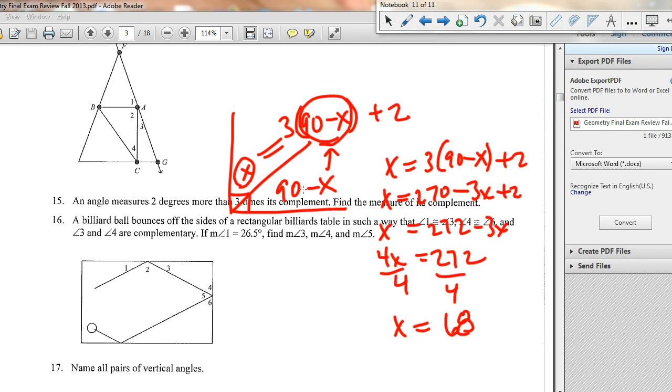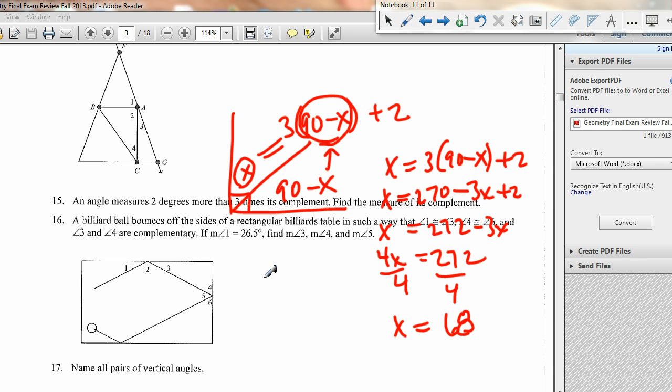This is the angle. This is its complement because you take 90 and subtract that angle. And so 2 degrees more than 3 times the complement. This part that's circled is the complement. You put the two equal to each other: x equals 2 degrees more than 3 times the complement. So I set up the equation right here, I solve and do the math. So x equals 68.